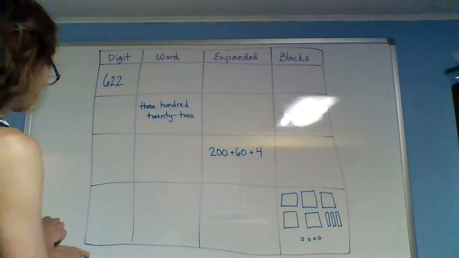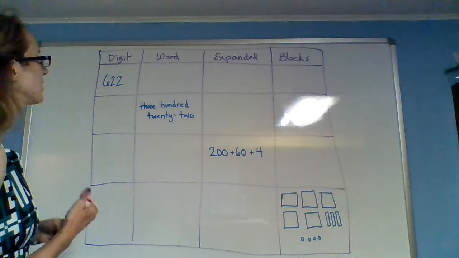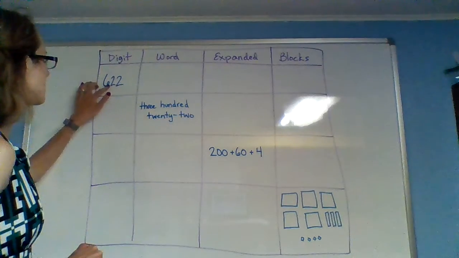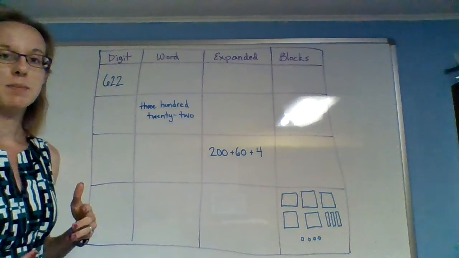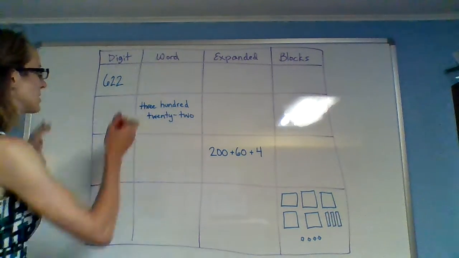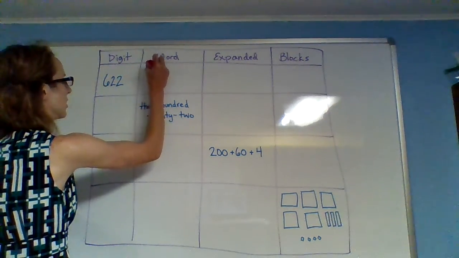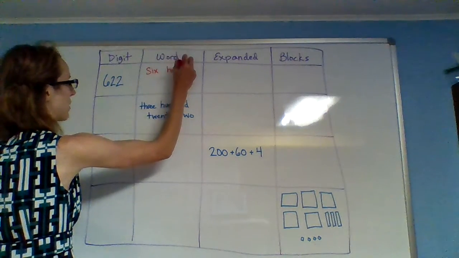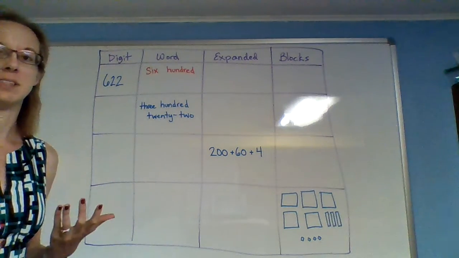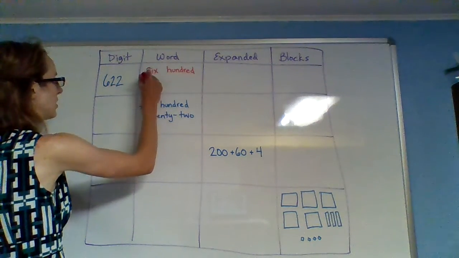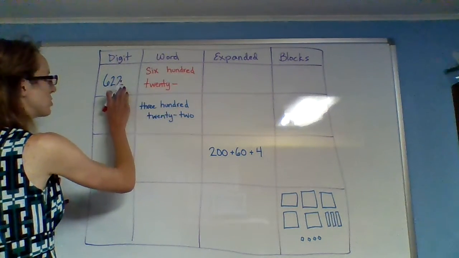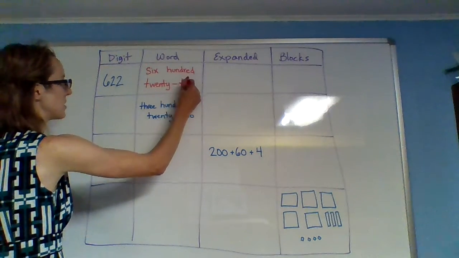Let's start with if we're given a digit. If we're given a digit, we can move to the word column by thinking, how would we say this number out loud? When we say numbers out loud, we normally say the place value kind of along the way. So we would say 600, because there's a 6 in the hundreds spot. This 2 in the middle is actually representing 20. So we would say 620. And then there's also a 2 in the one spot. So we would say 22.